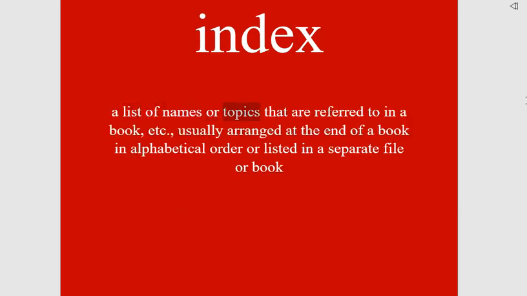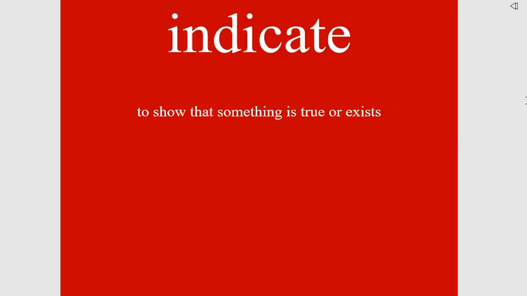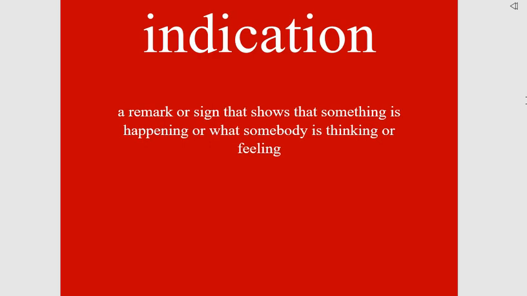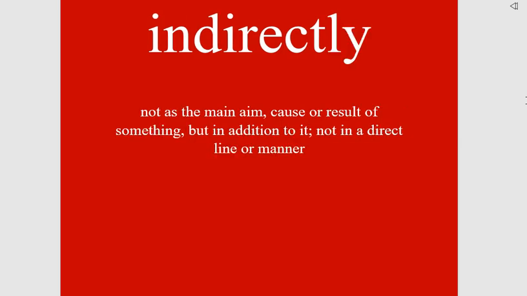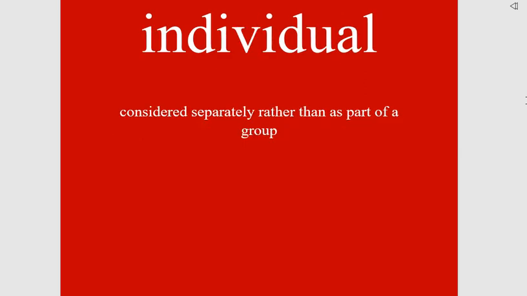Index. A list of names or topics that are referred to in a book, etc., usually arranged at the end of a book in alphabetical order or listed in a separate file or book. Indicate. To show that something is true or exists. Indication. A remark or sign that shows that something is happening or what somebody is thinking or feeling. Indirect. Happening not as the main aim, cause or result of a particular action, but in addition to it. Indirectly. Not as the main aim, cause or result of something, but in addition to it, not in a direct line or manner. Individual. Considered separately rather than as part of a group.